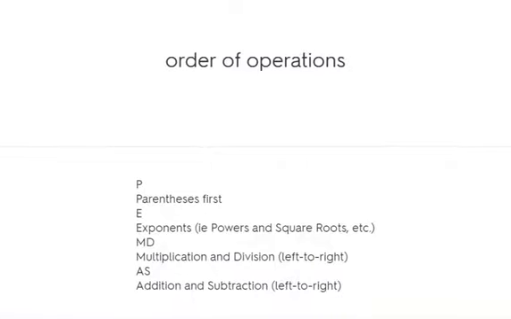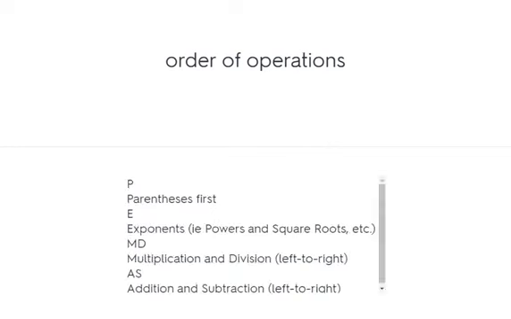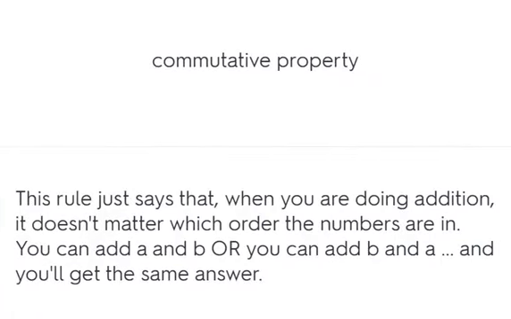Order of operations. P parentheses first, E exponents, MD multiplication and division, AS addition and subtraction. Commutative property. This rule just says that when you are doing addition, it doesn't matter which order the numbers are in. You can add A and B or you can add B and A, and you'll get the same answer.